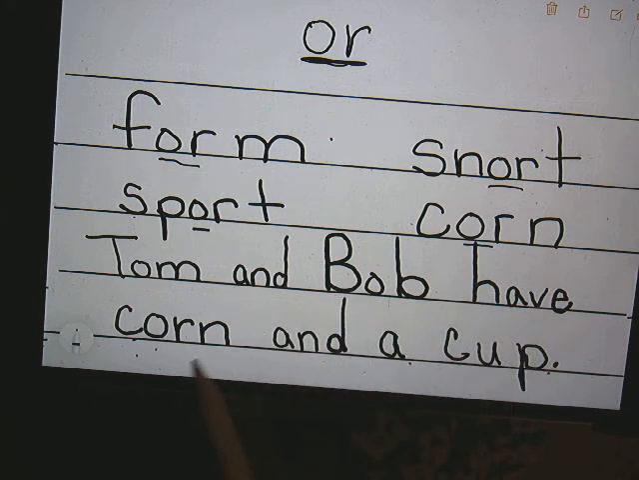Bob, have, or, again, we have that or sound, so it's spelled O-R, and a cup. And it's telling us something. It's telling us that Bob and Tom both have corn in a cup. Since it's telling me something, I end with a period. All right, we're getting ready to go on for that decodable text. This is the part that you take a picture and you send it in to me for a grade.